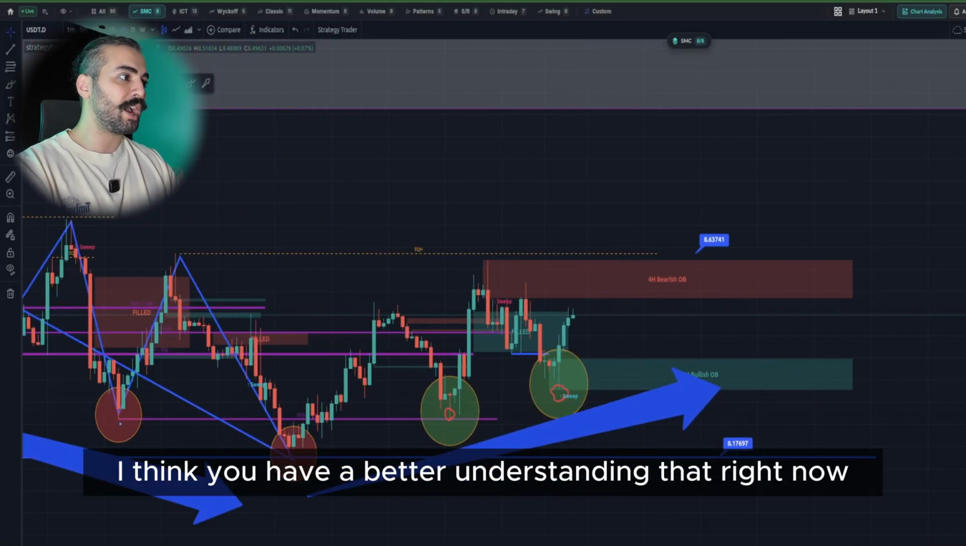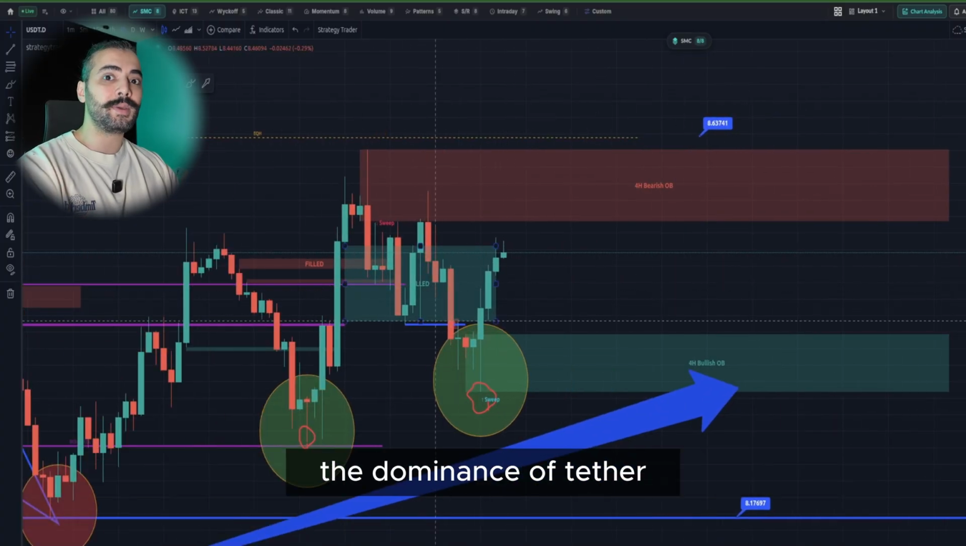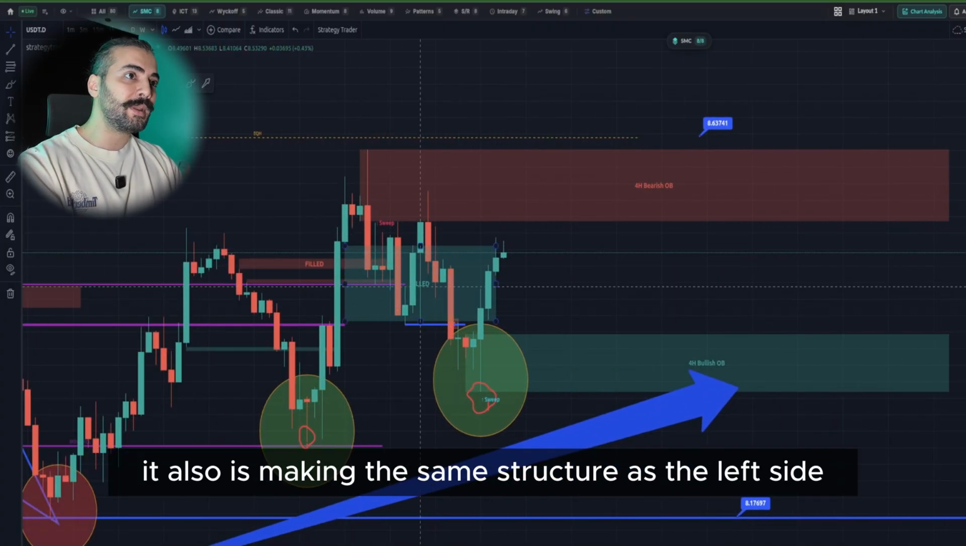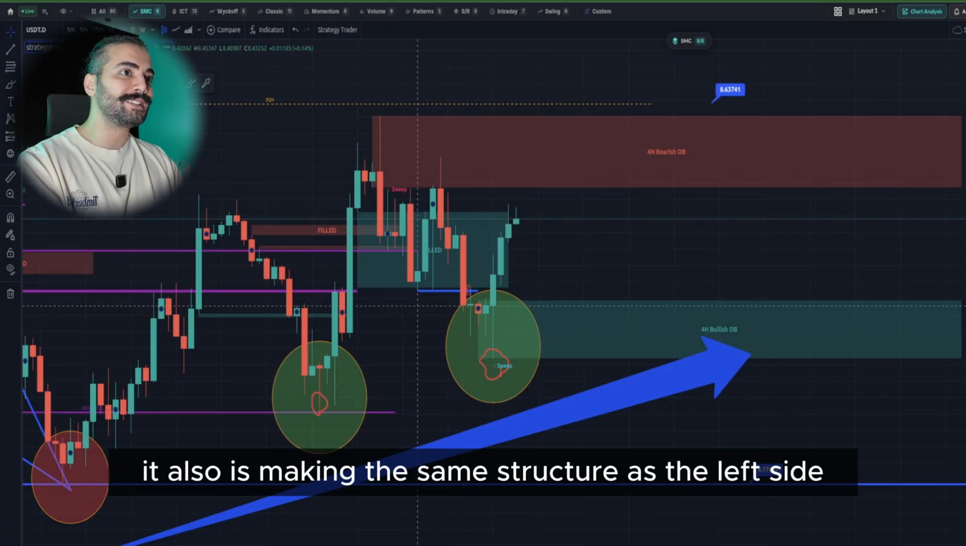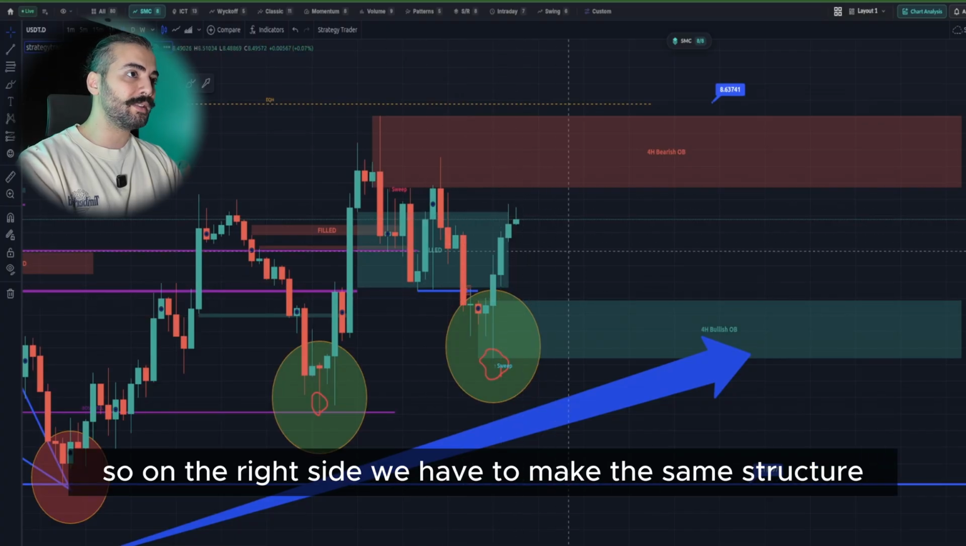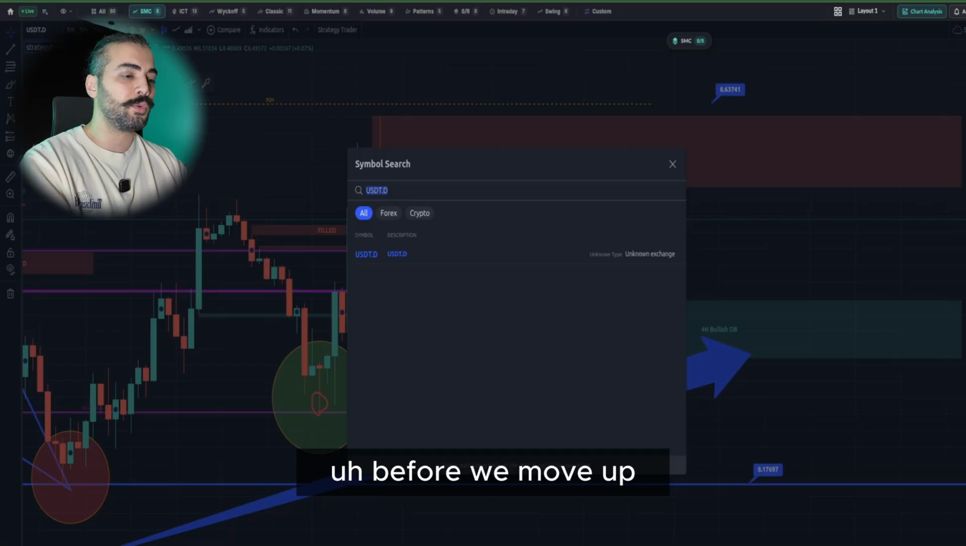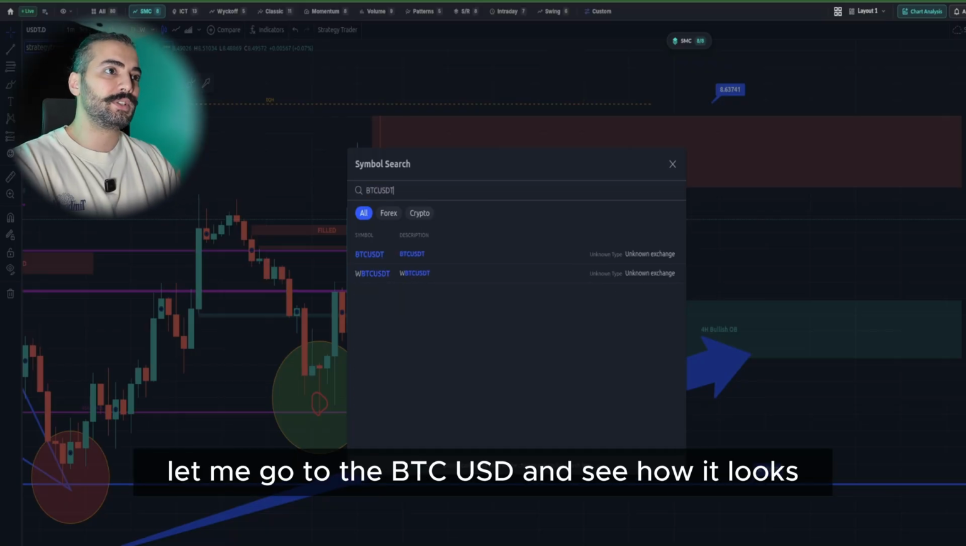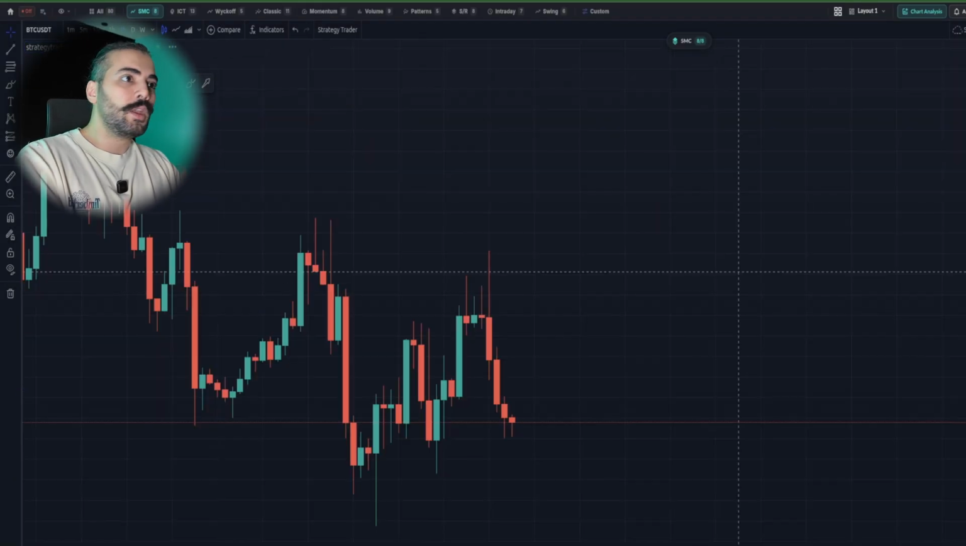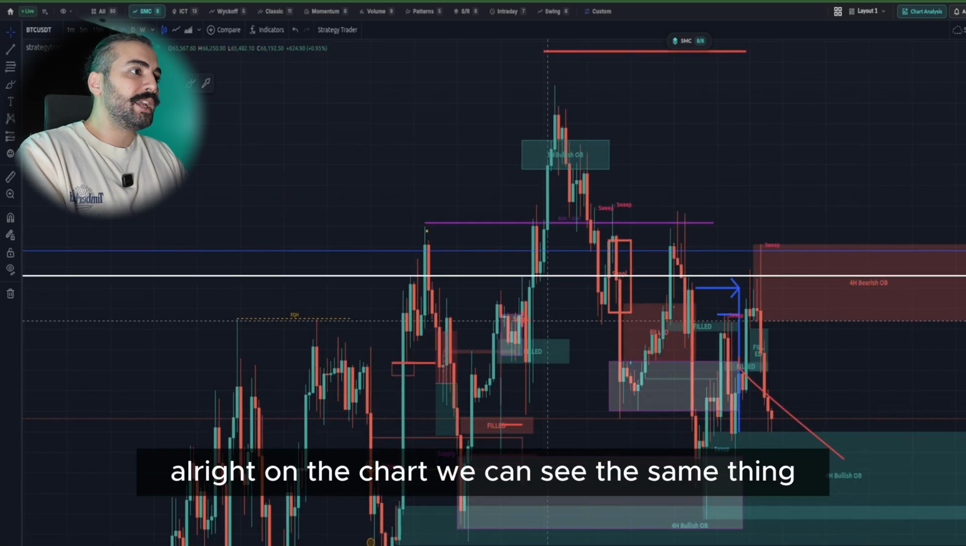And right now, I think you have a better understanding that the dominance of Tether is also making the same structure as the left side. So on the right side, we have to make the same structure before we move up. Let me go to the BTC USDT and see how it looks. All right, on the chart, we can see the same thing.